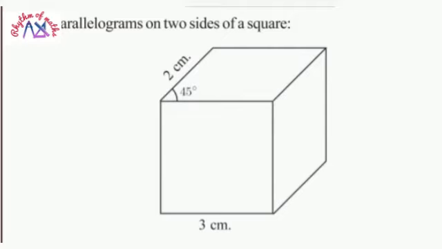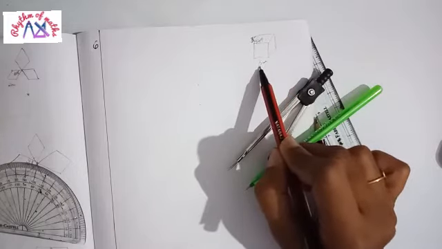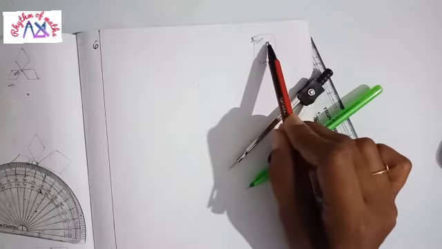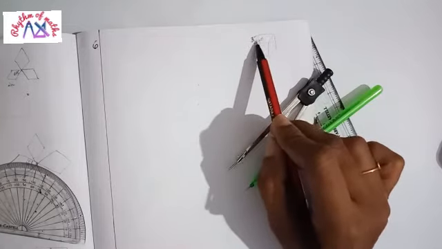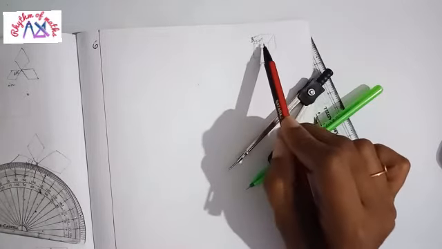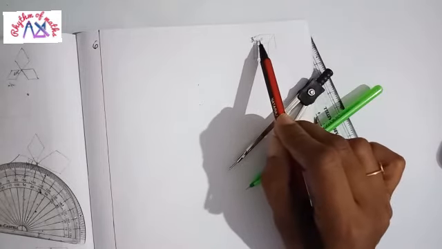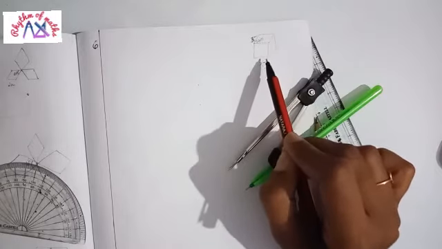Next is parallelogram on 2 sides of a square with one side 2 centimeter, next side 3 centimeter and one angle 45 degree. Now to draw this figure, here one square with the side as 3 centimeter and around 2 sides of this square we have to draw a parallelogram, that is with 2 centimeter as one side. Now this side is same as 3 centimeter because it is a part of the square. So 3 centimeter, 2 centimeter parallelogram with one angle 45 degree. 2 parallelograms we have to draw around this square.